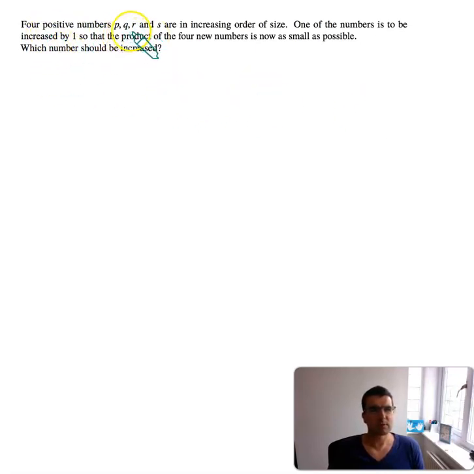Four positive numbers P, Q, R and S are in increasing order of size. One of the numbers is to be increased by 1 so that the product of the four numbers is now as small as possible. Which number should be increased? Let's write these down. So P, Q, R, S. Okay, so there's an algebraic way of doing this, but we can sort of cheat a little bit and put some numbers in, and it's probably best that we put in small numbers as possible, just to make the arithmetic easier to deal with.